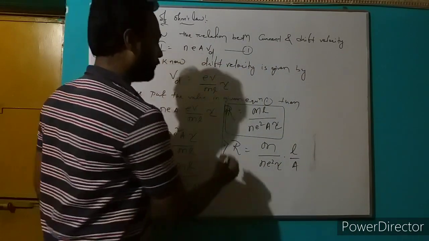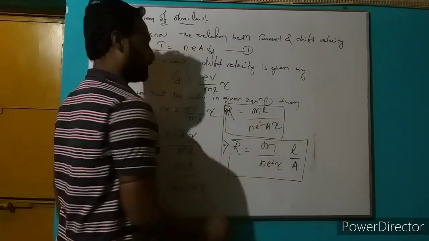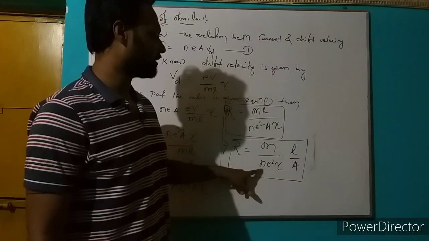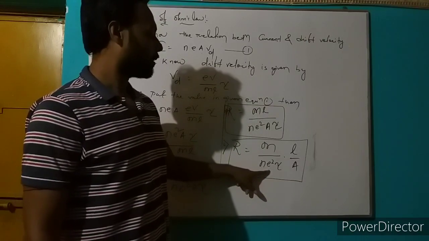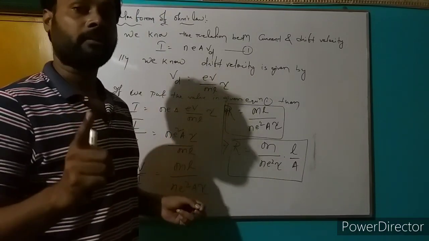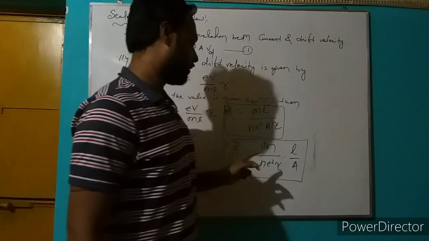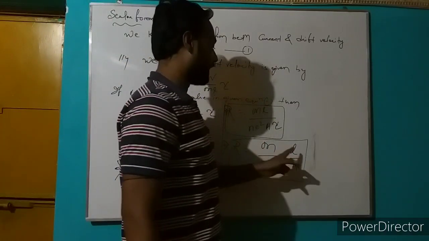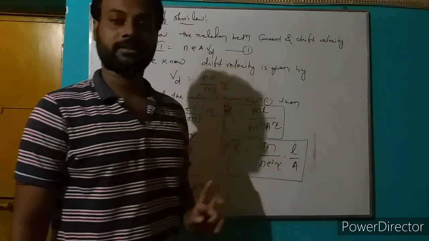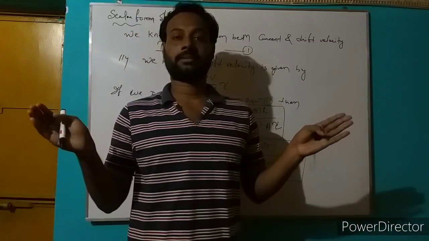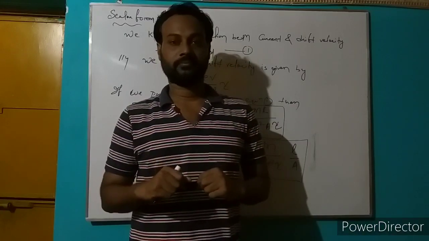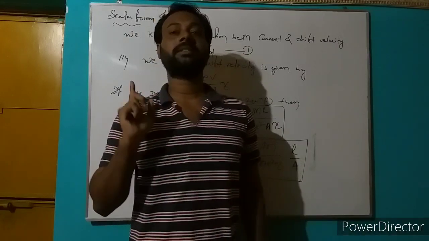Here in the above formula, M is the mass of electron, remains constant, N means number of electrons per unit volume, remains constant, E means charge of electron, remains constant, tau is the relaxation time, it also remains constant for a given temperature. Okay. So resistance is directly proportional to length of the conductor, and inversely proportional to area of cross section. If we increase the length and decrease the area of cross section, then resistance varies. Clear? But its volume remains constant.